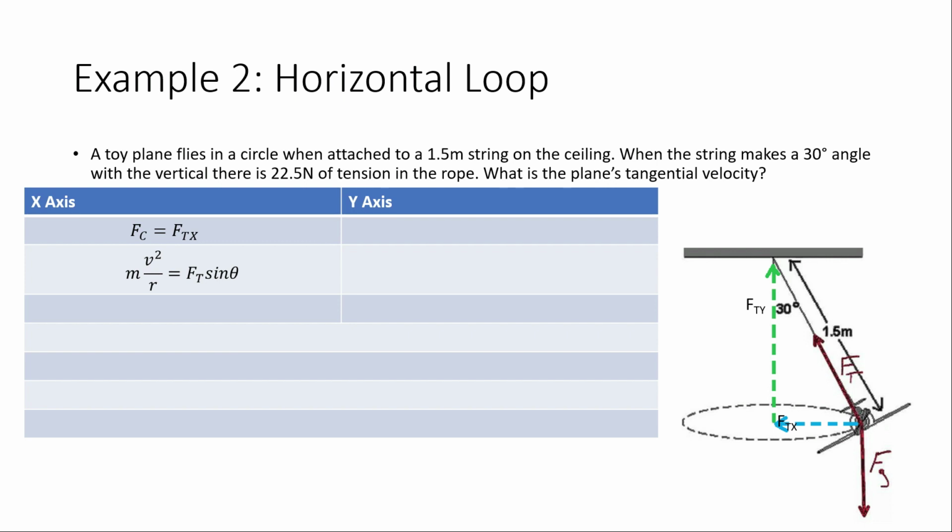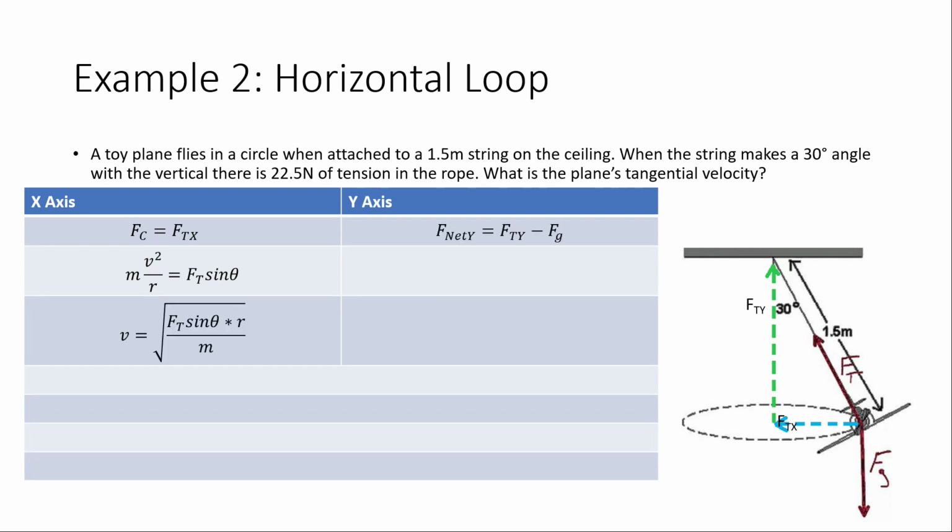So I'm splitting it into X and Y. I'm starting with my X axis because that's where things are going. My centripetal force is caused by the only X force, which is my tension force, so that's easy peasy. I'd be looking for velocity, so I'll use the mv squared over r formula, which is equal to tension, and we see how it's opposite of that 30 degrees, so it'd be sine of the 30-degree angle. Trying to solve for velocity, I just did a little rearranging here: multiply by r, divide by m, take the square root, and so I have the square root of tension times sine theta times r over m.